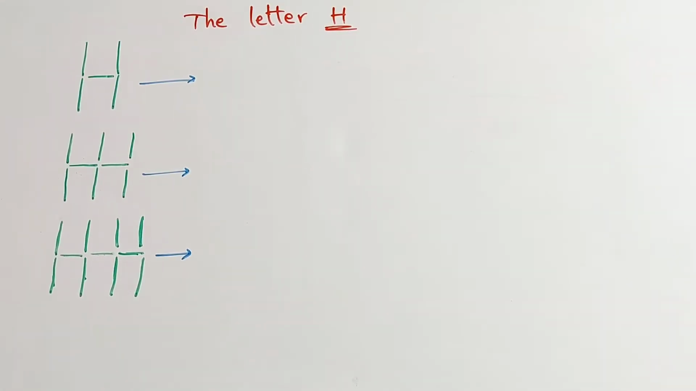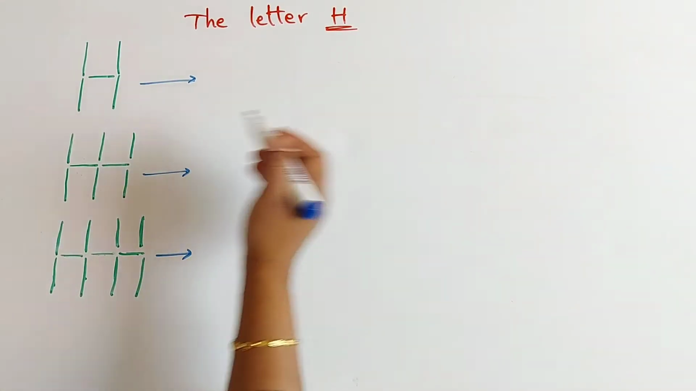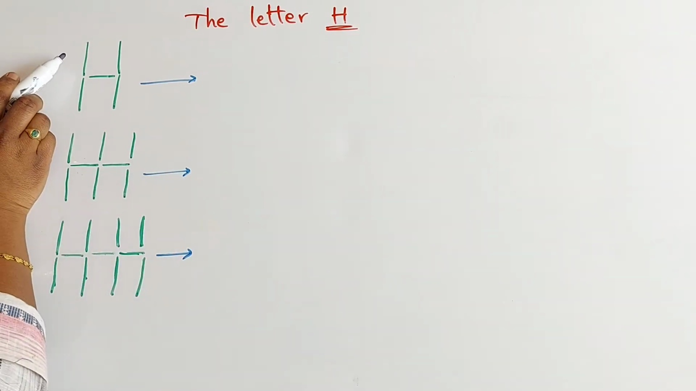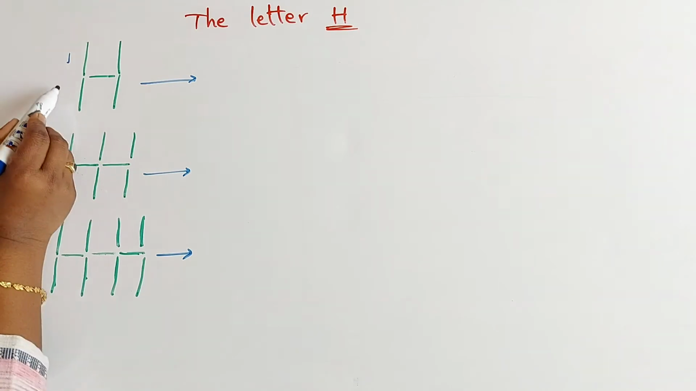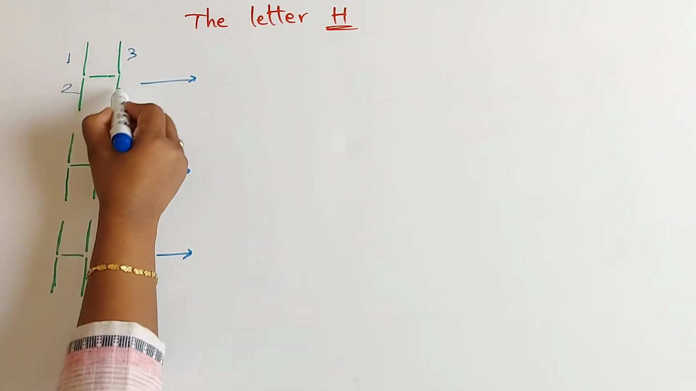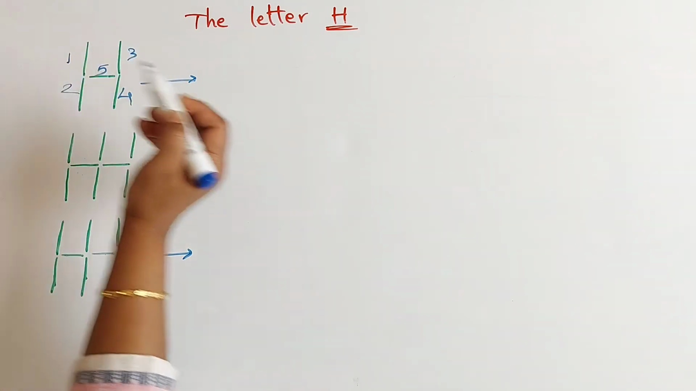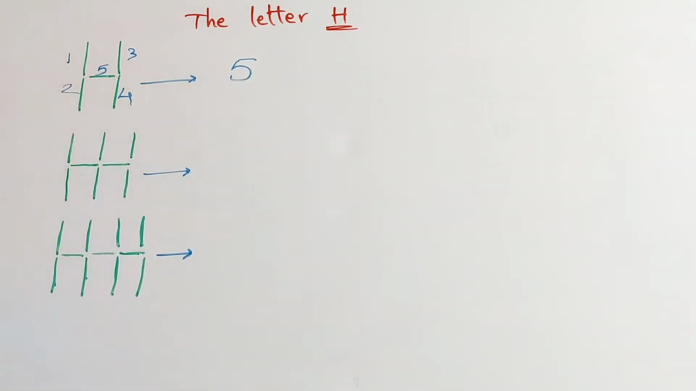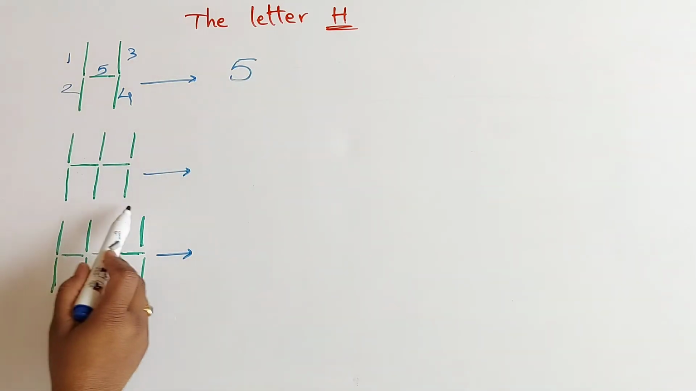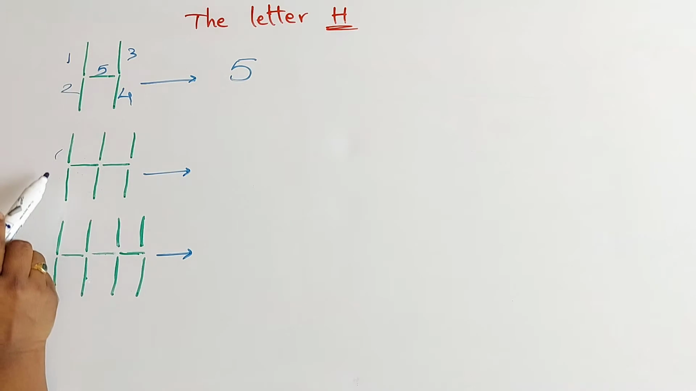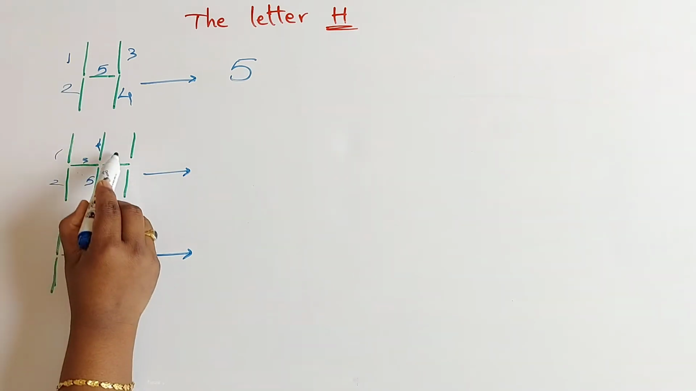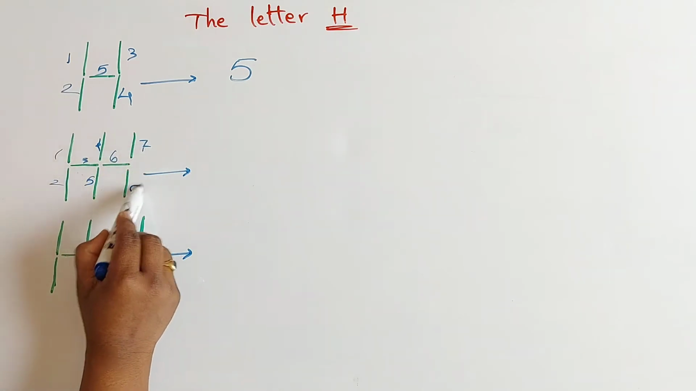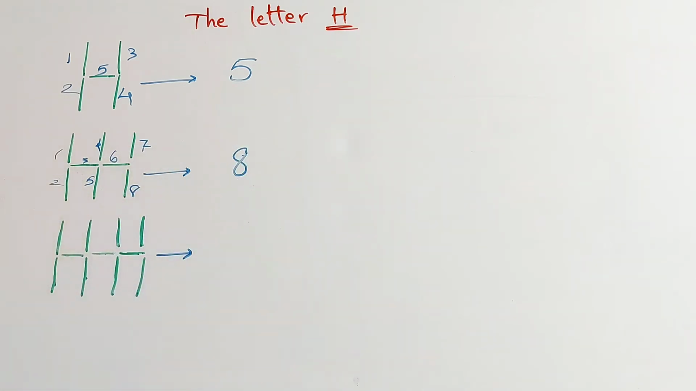One more example, children. Here we will write the pattern for letter H. See here, for the first letter, how many line segments we used? 1, 2, 3, 4 and middle 5. So 5 line segments we used here. For 2H, 1, 2, 3, 4, 5, 6, 7, 8. Here we used 8 line segments.